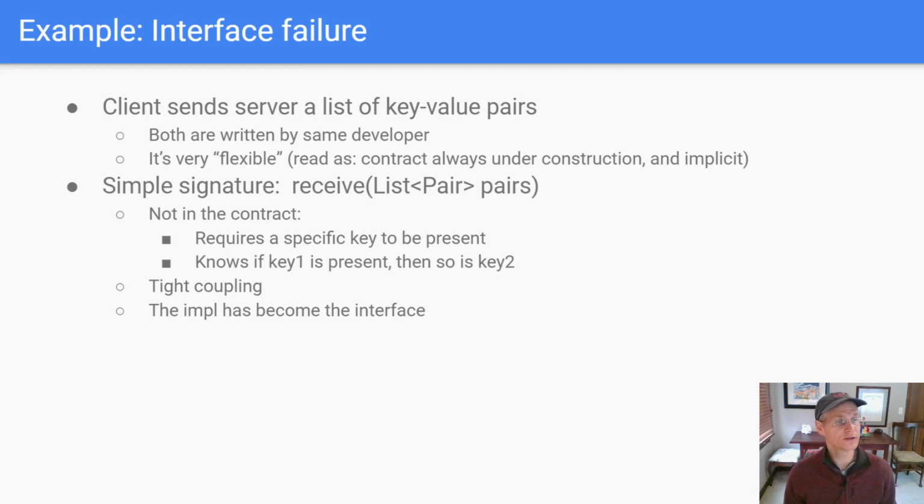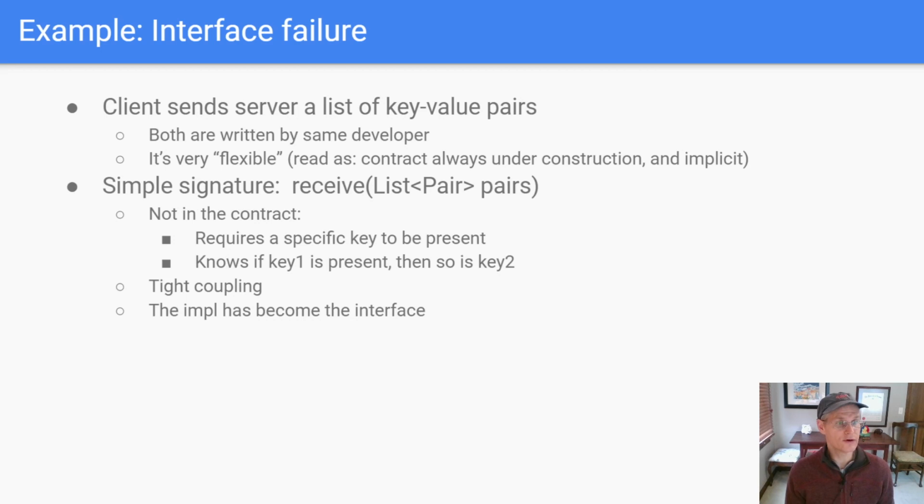So the signature on the server side had a very simple signature. It was something like receive and then a list of these key value pairs. Now, what was never stated in the contract and is not forced into the signature is that there were specific keys that were required to be present, and the server would barf if it didn't find those keys. And what's more, there was dependent logic, like, well, if it found key number 1, it would go looking around for key number 2. And so this was an incredibly tight coupling between these things.